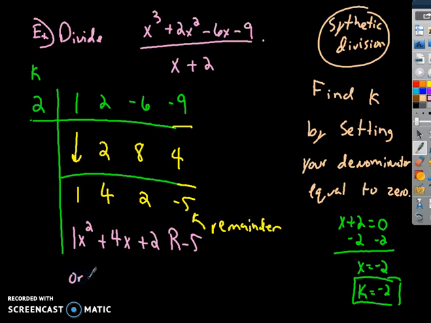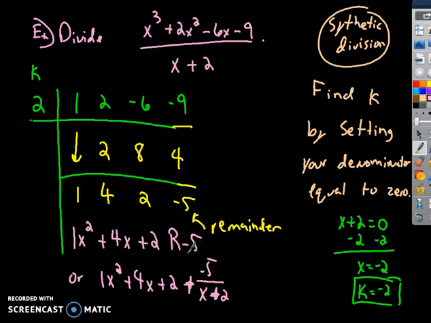Or you can call it 1x squared plus 4x plus 2 plus negative 5 over what you divided by, x plus 2. So plus sign. Alright, so those are two ways you can represent the answer, or the quotient rather. And that's what you should have got had you done this problem with long division earlier. You should have got this remainder of negative 5.